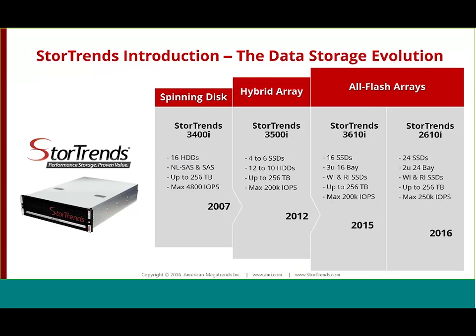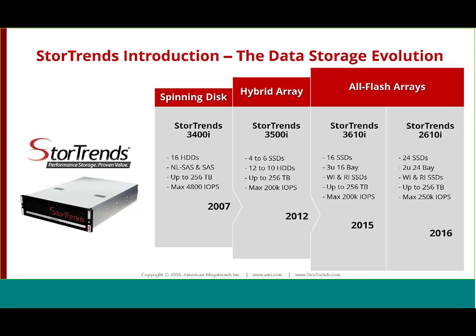And now let's talk about the StorTrends introduction, the StorTrends product line. StorTrends was created in 2004. We came out with a dual controller 3400 in 2007. We migrated to a dual controller hybrid array in 2012, which added 4 to 6 SSDs to a mixture of HDDs in the box. In 2015, we launched the StorTrends 3610, which is a 16-bay all-flash array. And in 2016, we're launching the 2610, which is 24 SSDs in a 2U 24-bay array.